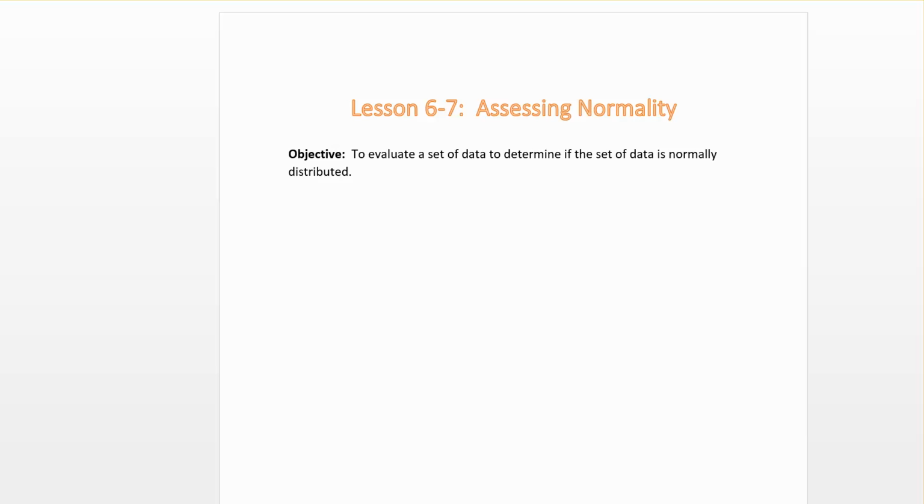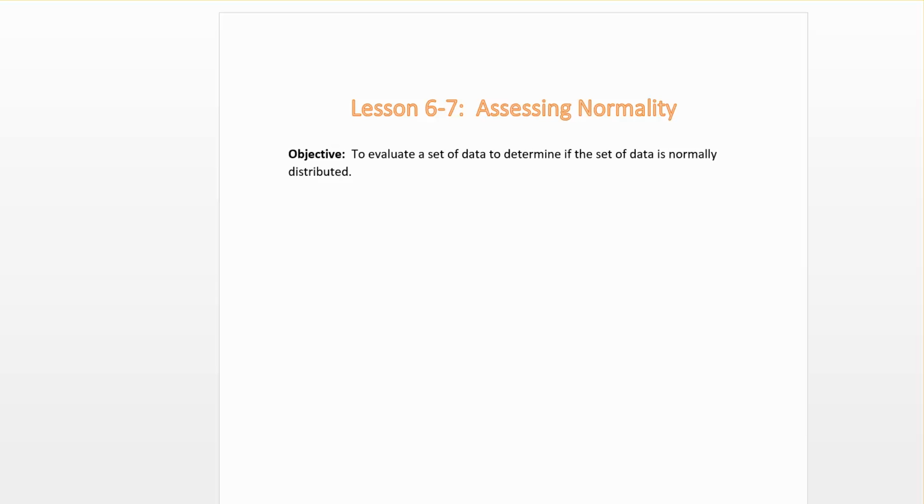All right, we're going to look at section 6.7 now. This will be the last section in chapter 6. It's titled Assessing Normality. And what we're going to do in this lesson is to evaluate a set of data to determine if that set is normally distributed.